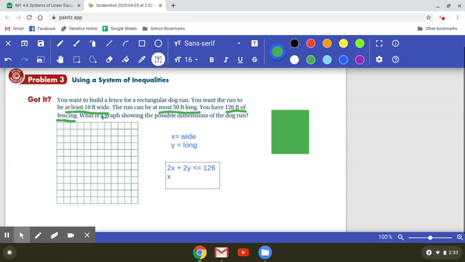x, we want it to be at least 10 feet wide. At least 10 feet wide, so that means it could be wider than that. So we want x to be greater than or equal to 10 feet. We want y to be at most 50 feet long, right? And it seems like it could be equal to that as well. All right, so these are our three equations right here. These are the three options. So we're going to go over to Desmos and plug those in and see what our answers are going to be.